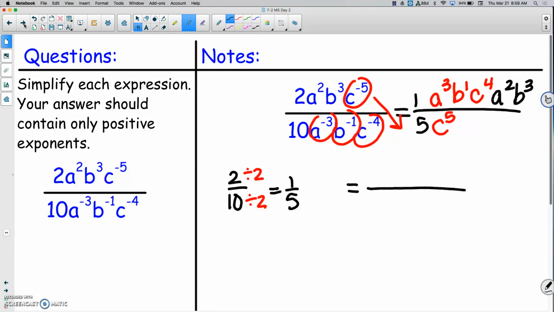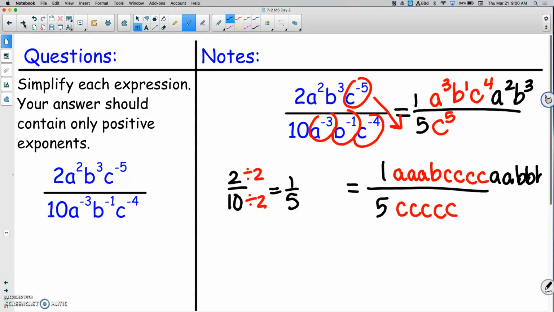Okay, so expanding on this one. 3 A's, a B, 4 C's, 5 C's on the bottom, and then on the top I've also got 2 A's, 3 B's. So my final answer this time, let's see what we've got. Some C's that cancel, 4 of them, and that's all that cancels. So on the top I've got 3 A's.